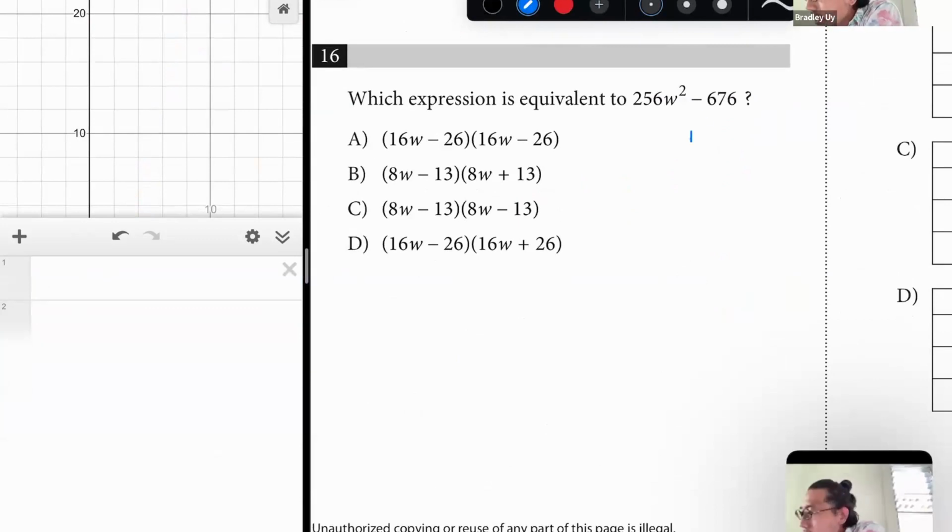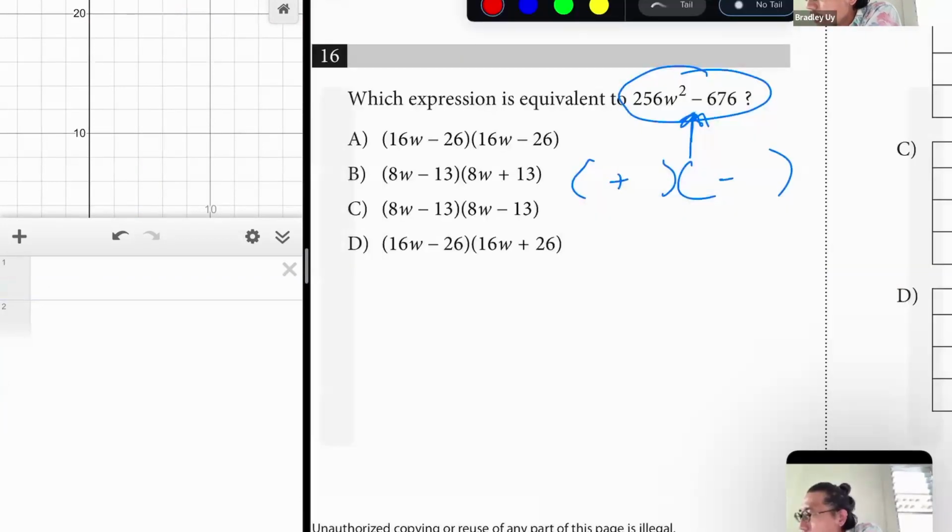This we recognize is a difference of squares. Okay, this is a binomial, a quadratic binomial, and it is a difference of squares. Difference of squares are always factored like so, with a plus sign and a minus sign in between. If you've studied a little bit of this, that automatically eliminates this and this. These are both wrong. Okay, A and C are wrong. Now, the difference between B and D is the numbers.